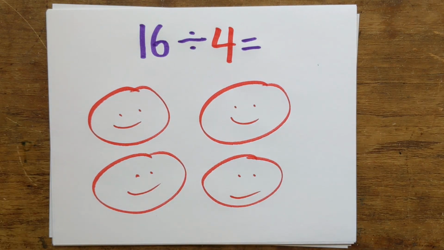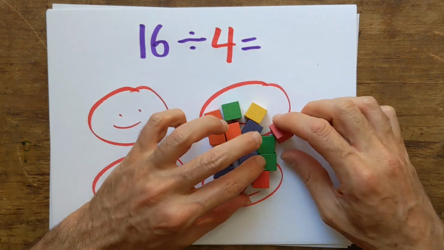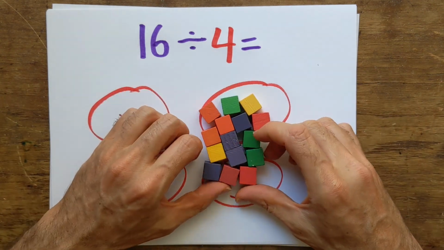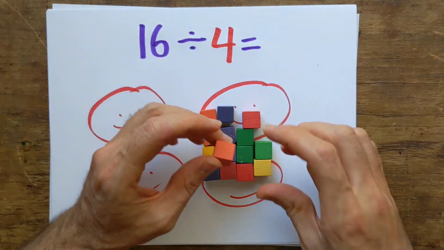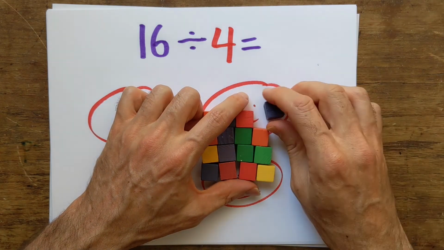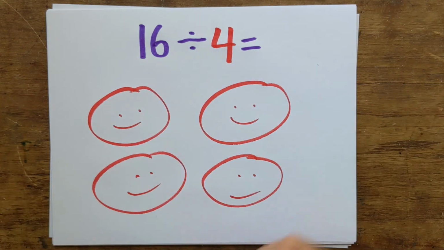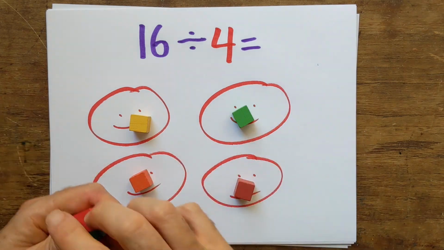And then you count out the number of objects. In this case, 16. I'm going to show you how fast I can count out 16, because there's something I know about 16. I'm not counting at all. I'm going to make a square, because I know that 16 is a square number. There we go, 16. And then you give them 1 to each person.